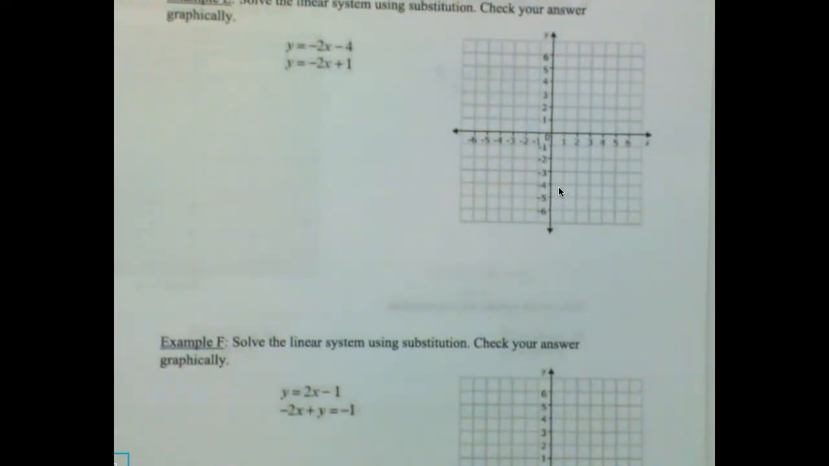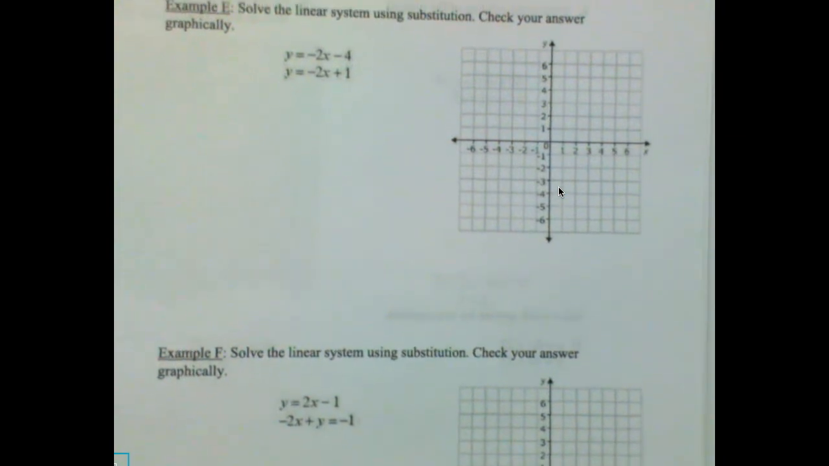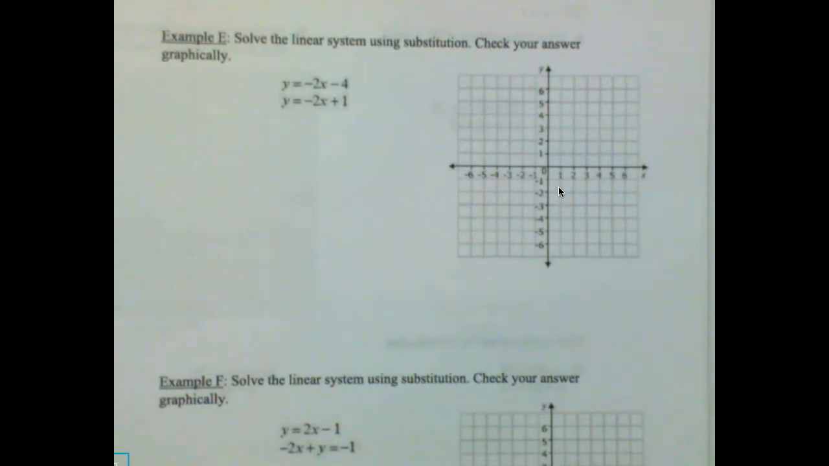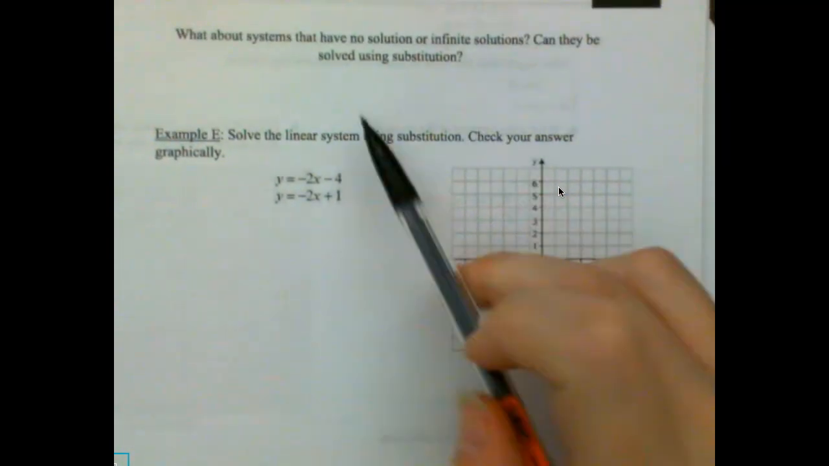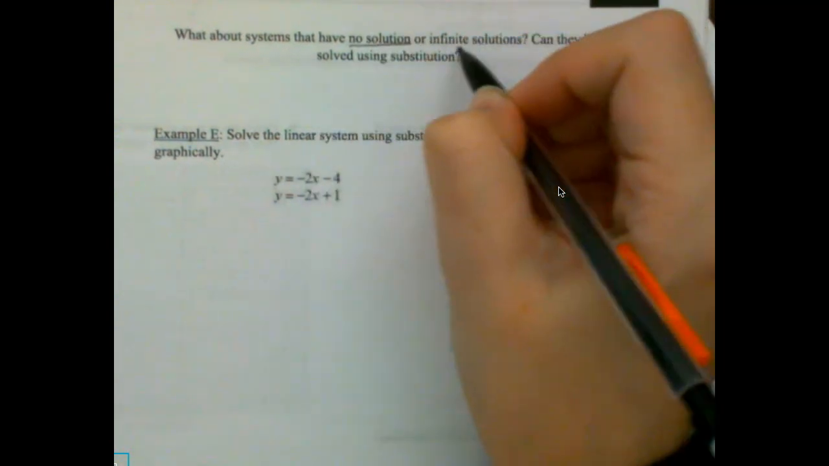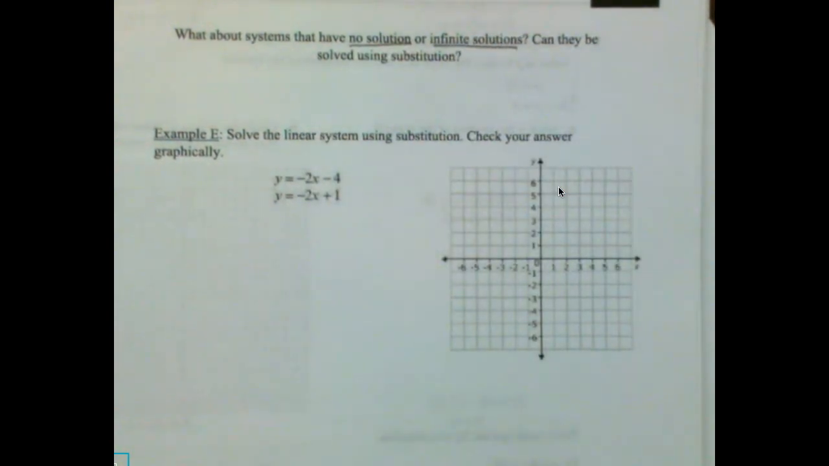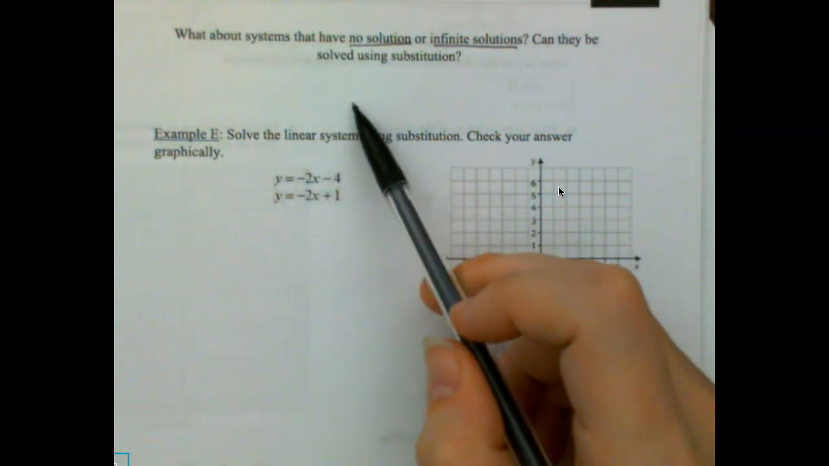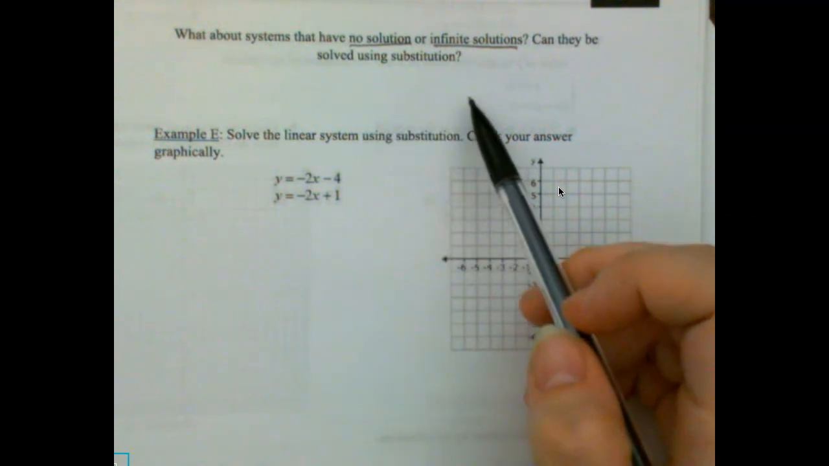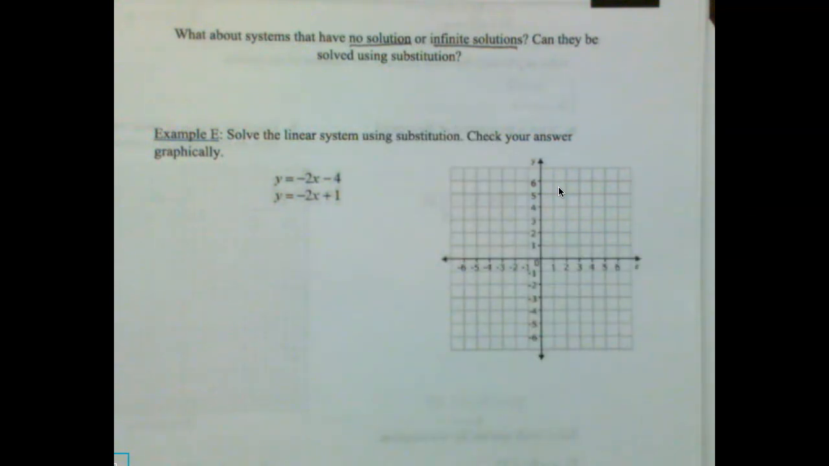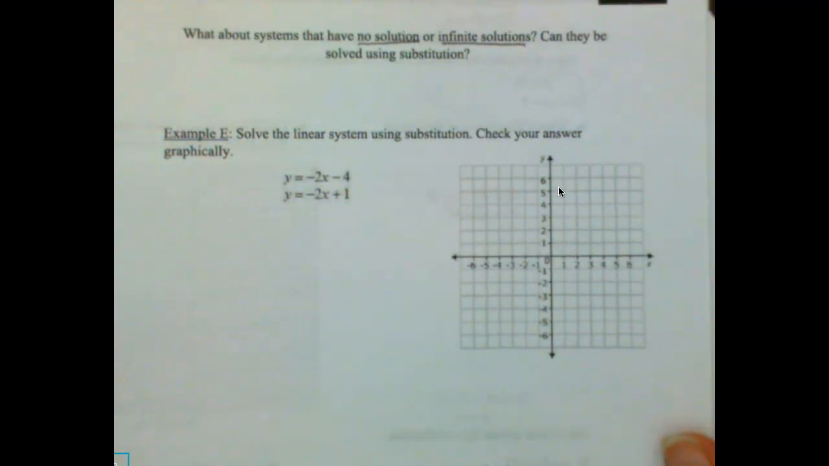So now we've got two situations to talk about, because we talked about this in the first learning target: what happens with systems that have no solution or infinite solutions, because those are going to pop up. What do they look like, and can we solve them using this method? In the graphing method, remember, infinite solutions was just one line on top of itself, and no solutions was two parallel lines. So what does that look like in a substitution method? Let's take a look.